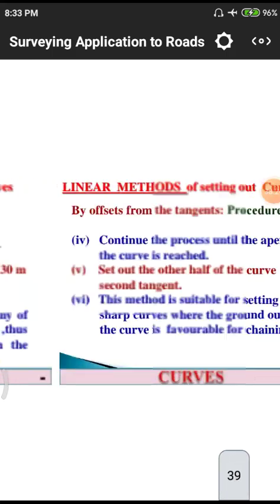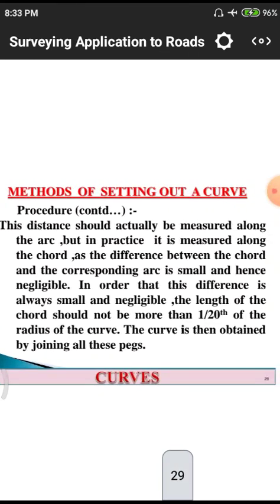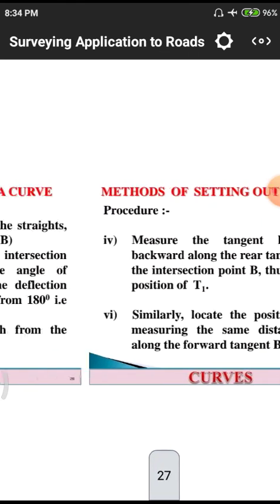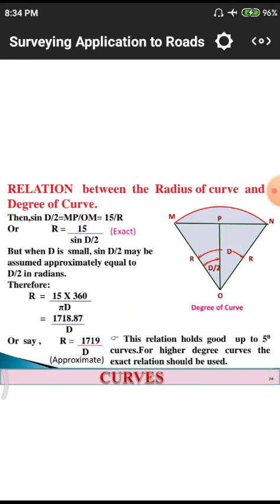Okay, once again, this is the relation between the radius of the curve and the degree of the curve. Normally the relation is between r and d, where d equals degree: r equals 15 by sine d by 2. Why? Because here the total length of the curve equals 30 meters, so we take the middle point as 15. r equals 15 by sine d by 2, so there is a relation r equals 1719 by d.